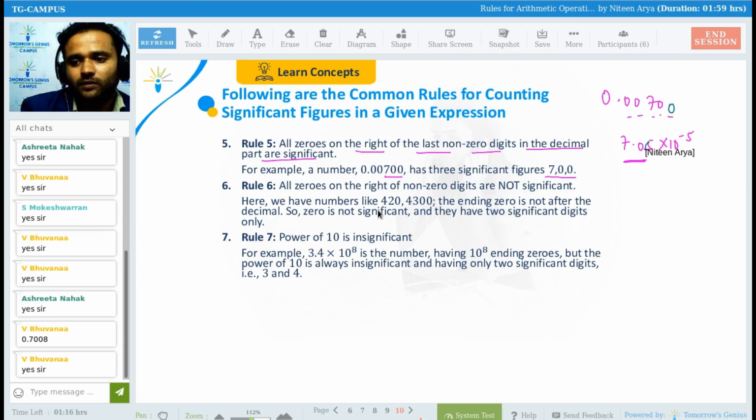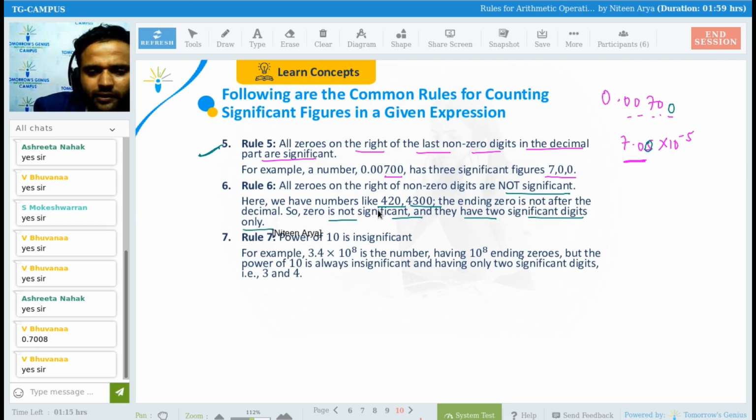Now, is this clear? So that is why zeros after the decimal are counted as SF, significant figures. Clear? All zeros on the right of non-zero digits are not significant figures. Here we have numbers like 420, 4300. The ending 0 is not after the decimal, so 0 is not significant and they have 2 significant digits only. 42, 43. Okay, so the non-zeros are counted as significant figures. So this has 2, this has 2.